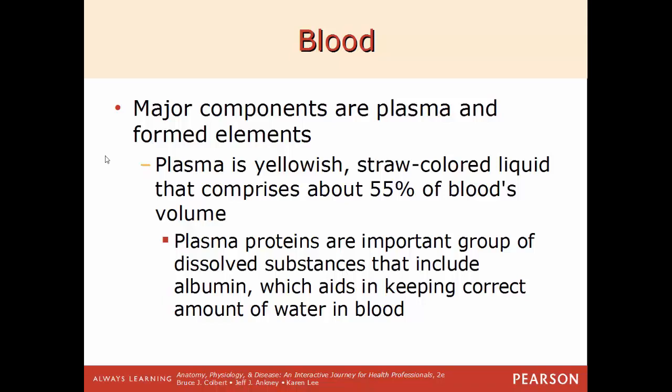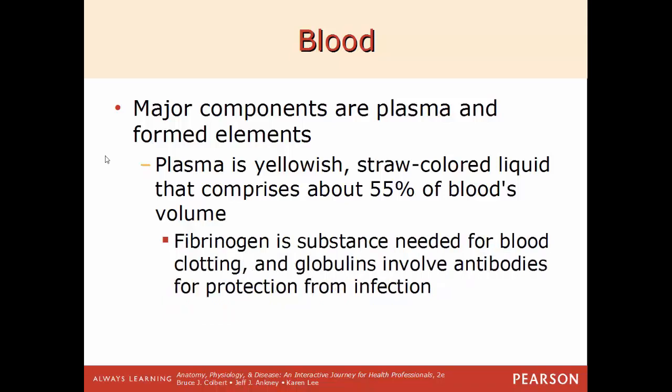Now, plasma proteins are an important group of dissolved substances that include albumin, which helps in monitoring the amount of water within the blood. Another plasma protein, fibrinogen, is a substance that is needed for blood clotting. Another plasma protein are the globulins. These include antibodies, which will help provide for immunity and will fight infections.